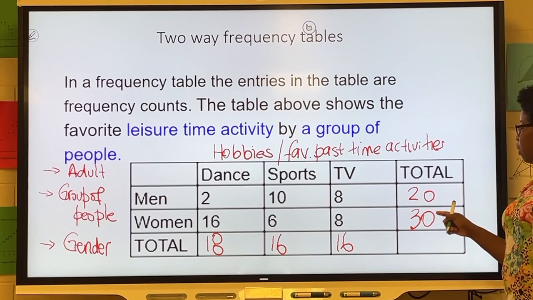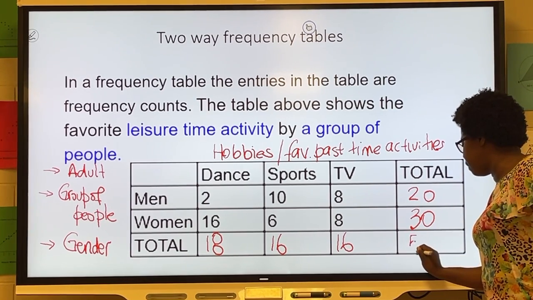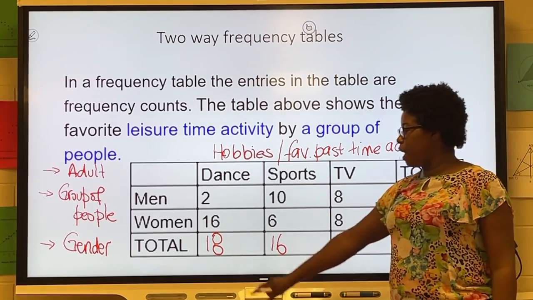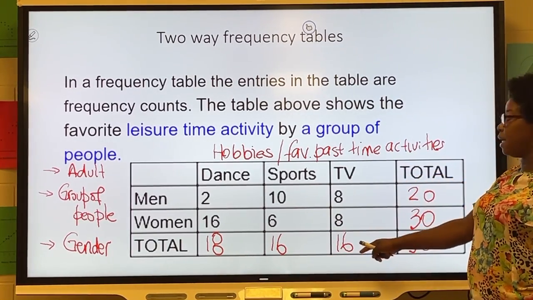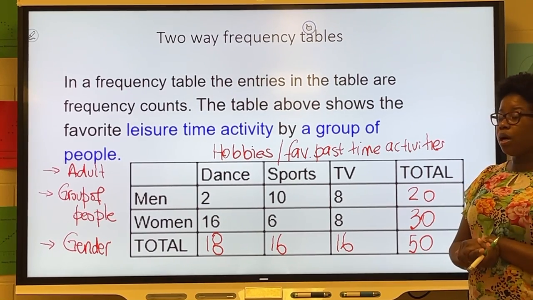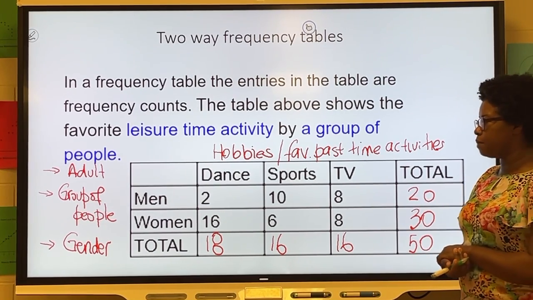Adding downwards, 20 plus 30, that's 50. That's 50 people in all. If you add 18 plus 16 plus 16, it should also give you 50. And that's how you complete your frequency table.